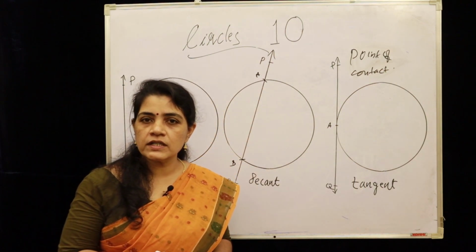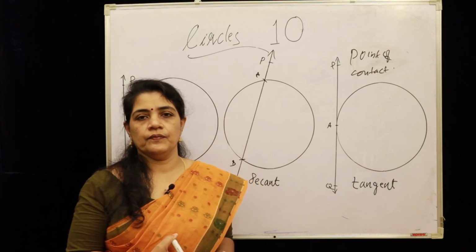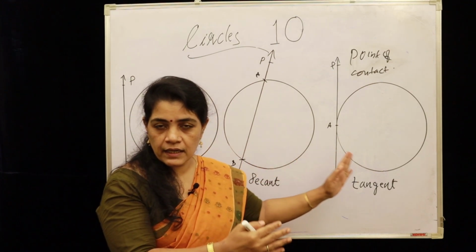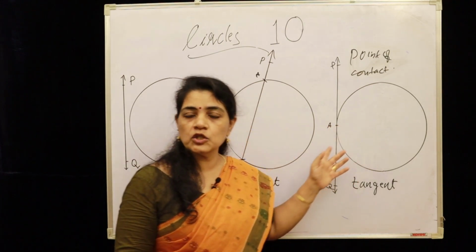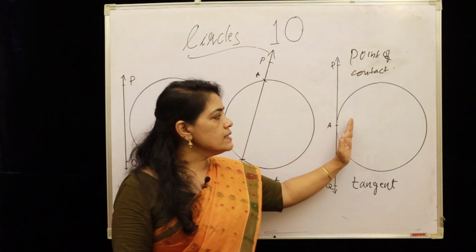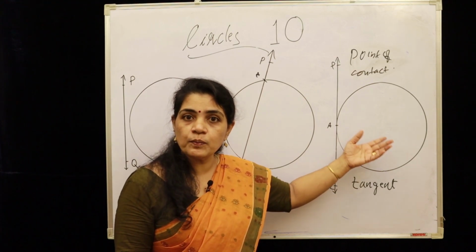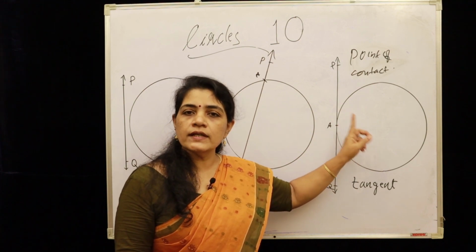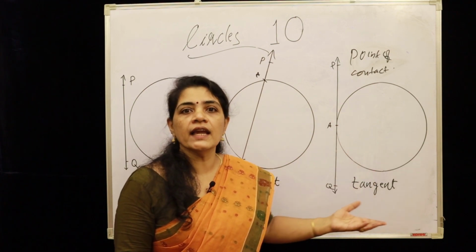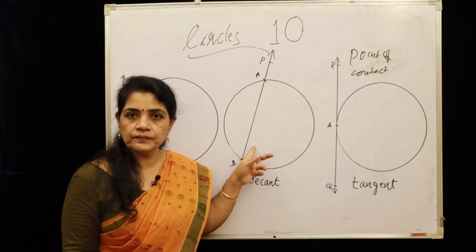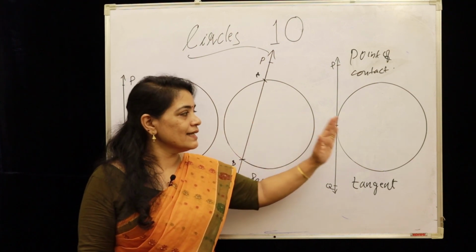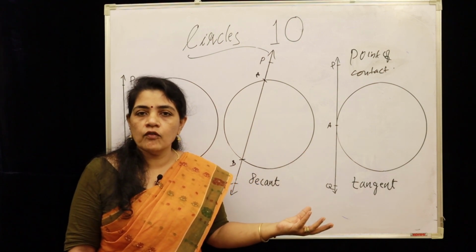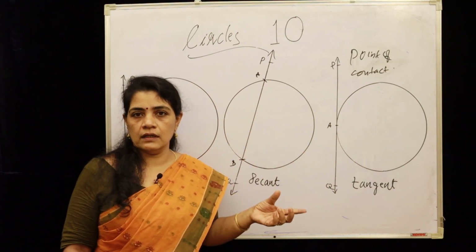So these three situations are clear, children? Yes. Now we are going to discuss the second and third situations, that is, the tangent. Let us listen. The tangent to a circle is a special case of the secant. That is, the tangent to a circle is a special case of the secant of a circle.